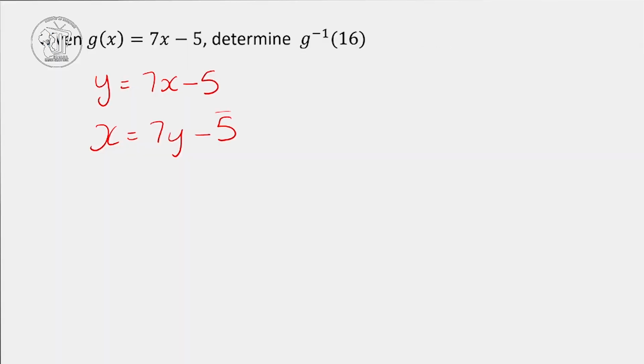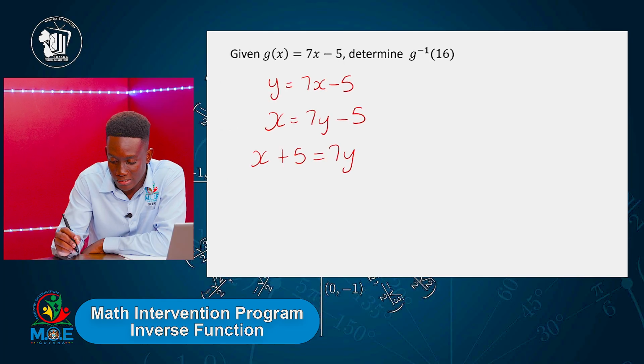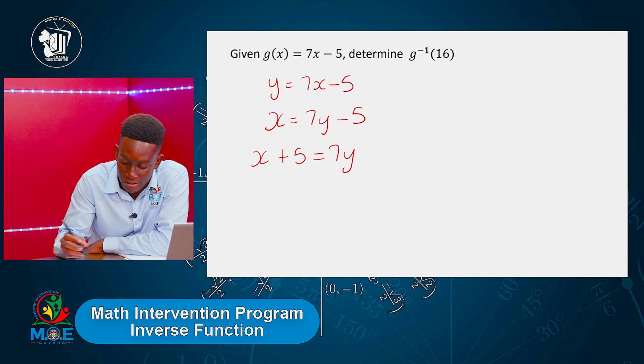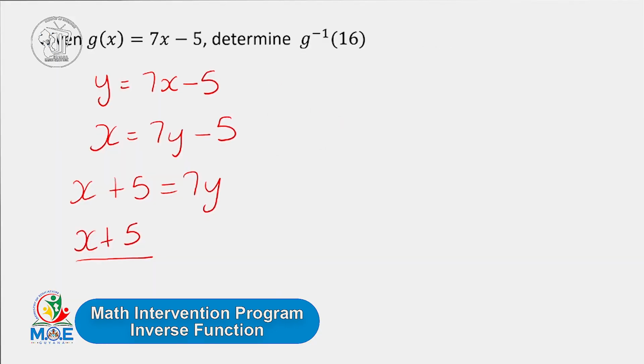So firstly, we have the 5 subtracting. So we take the 5 over the equal sign. We'll have x plus 5 is equal to 7y. Then of course, we have the 7 multiplying the y. So we'll take the 7 over, so it will divide. So you'll have x plus 5 all divided by 7 is equal to y.